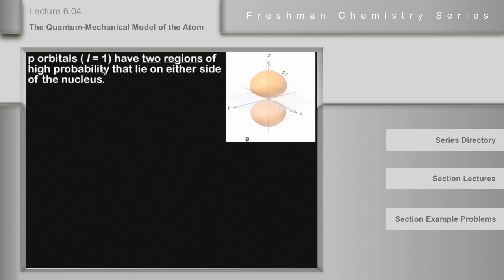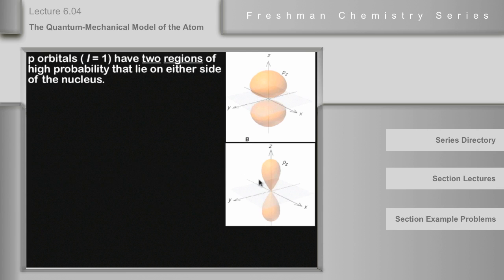Okay, p orbitals, where L is equal to 1, have 2 regions of high probability where we'd find the electron, or high electron density. They lie on either side of the nucleus. This is a mathematically accurate representation in 3 dimensions of a pz orbital. What is usually used is a simplified diagram that looks more like a dumbbell for p orbitals, and this is what that looks like.